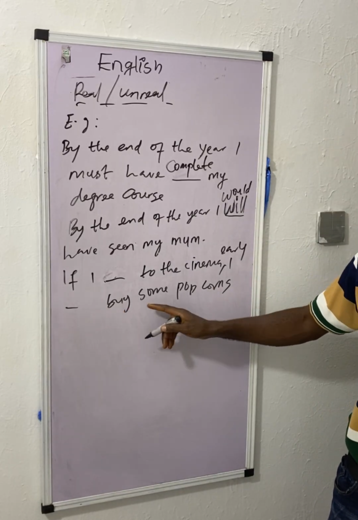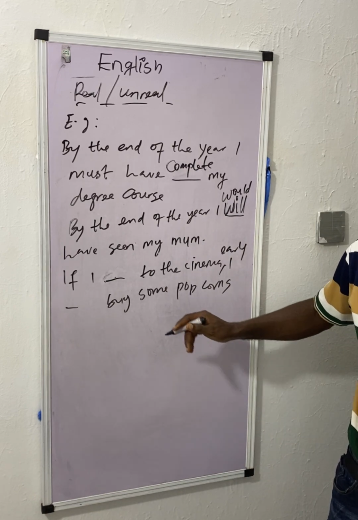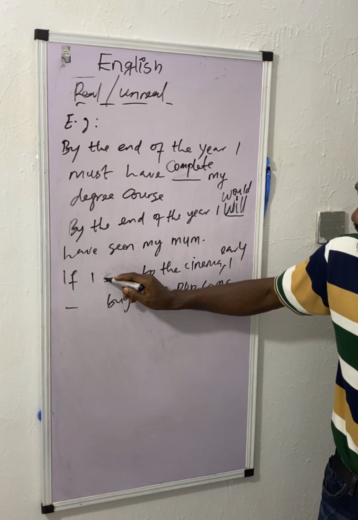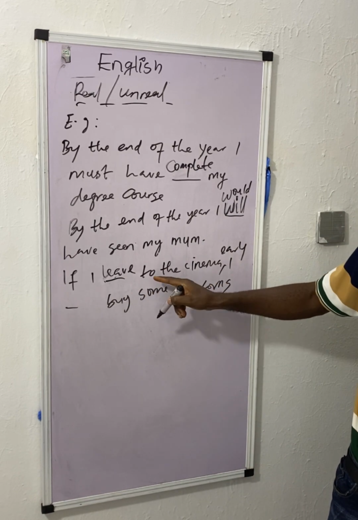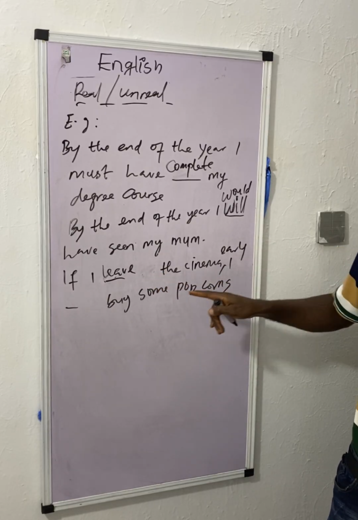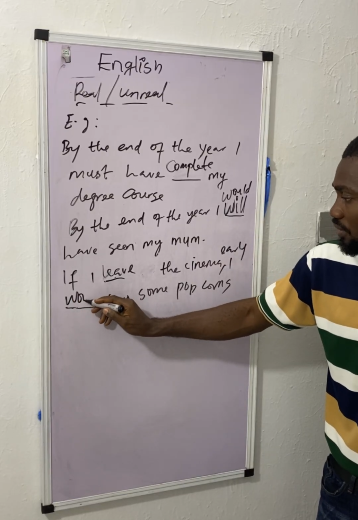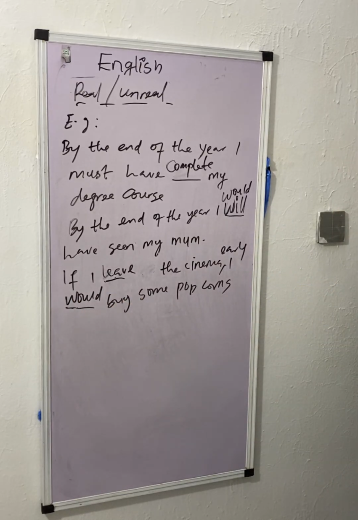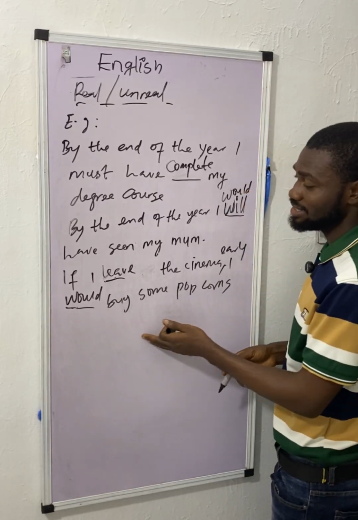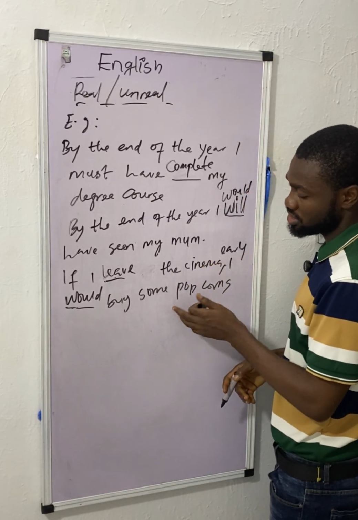I dash buy some popcorns. All right, so let's say if I leave the cinema early, I dash buy you. If we put would here now as a past tense, what does it mean? It means that it is less likely that this fellow will return early from the cinema and purchase this popcorn.